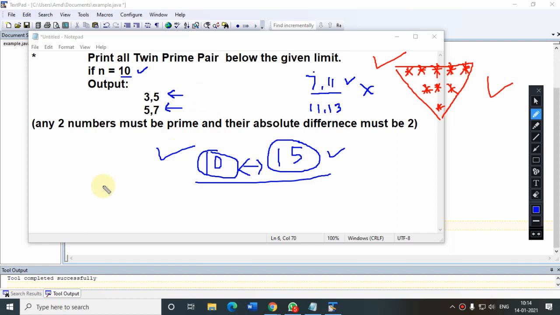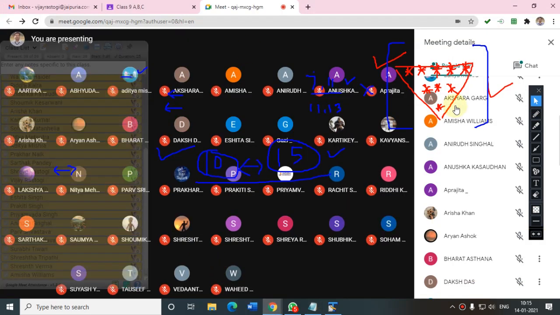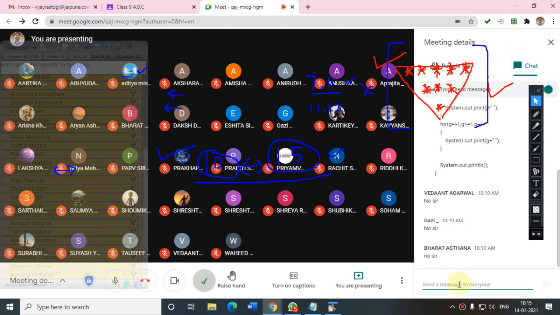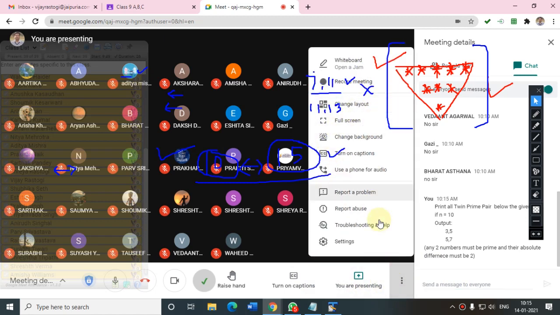Again, I am repeating, both consecutive numbers must be prime and their absolute difference must be 2. Are you getting this question, everybody? Yes, sir. Please try right now. I have pasted the question in your chat box also. Everybody has to try this.